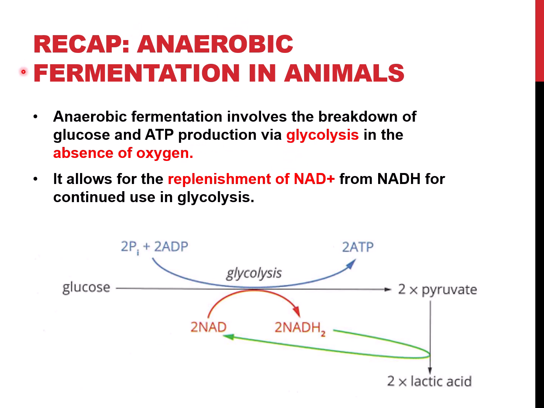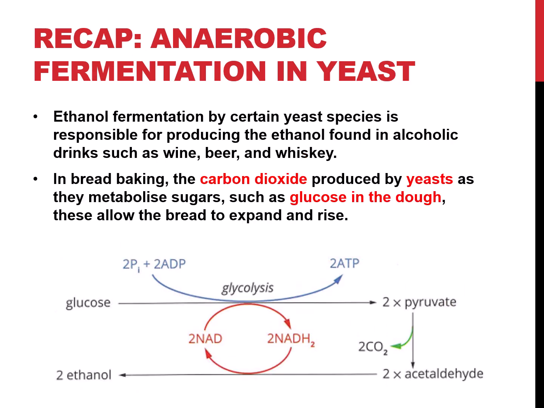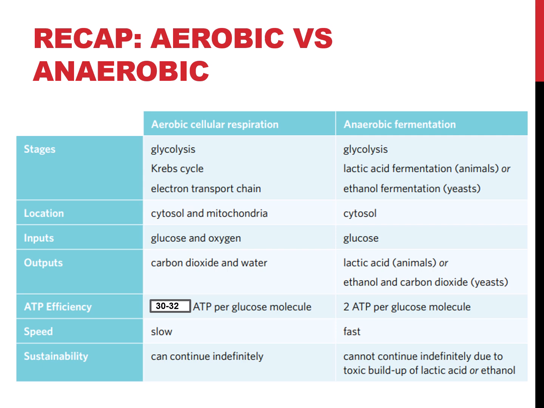All right, in our last video, we looked at anaerobic fermentation in animals. So the differences here are that it creates lactic acid as a final output with its glycolysis, compared to that of yeast, where we have carbon dioxide as an output as well as ethanol, which is alcohol. Okay, and we looked at the differences here.